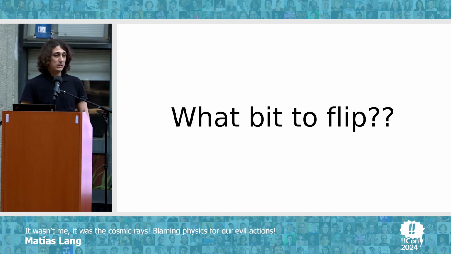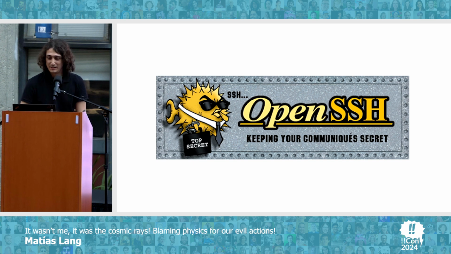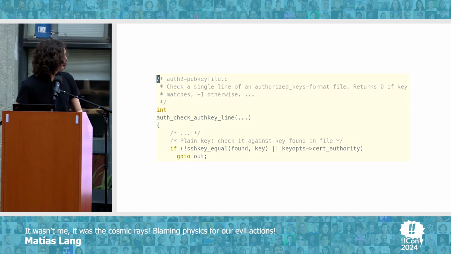Let's introduce you to a piece of software some of you may have heard of, called OpenSSH. This is the code used by OpenSSH to perform public key authentication. This call to the SSH key equal function will check that the public key you use to log in is in the host machine's authorized keys file. Otherwise, it will reject us.